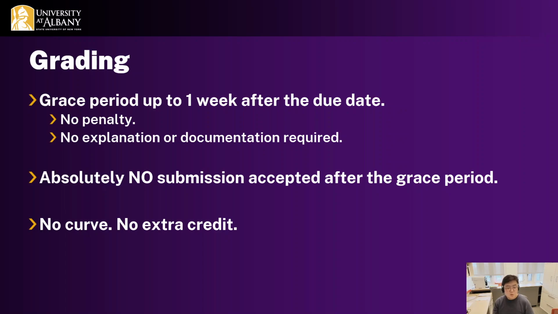Just submit. Or if you cannot submit, if the system does not allow it, I need to check the system. But anyhow, I do not penalize anything if you submit your quiz within a week after the due date. But after the grace period, there is no excuse, right? Again, this is the cost of flexibility and privacy.